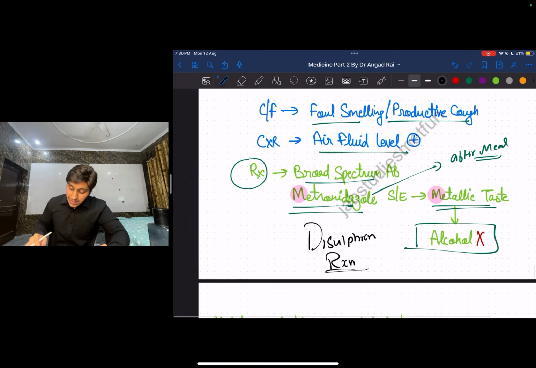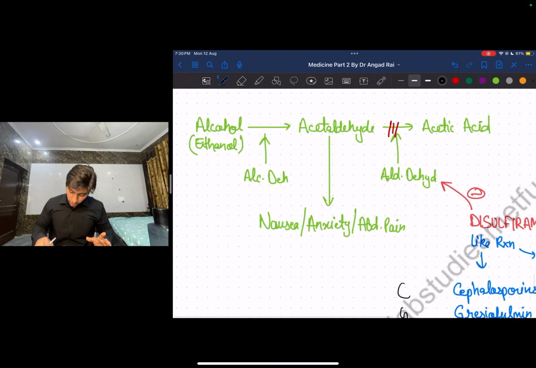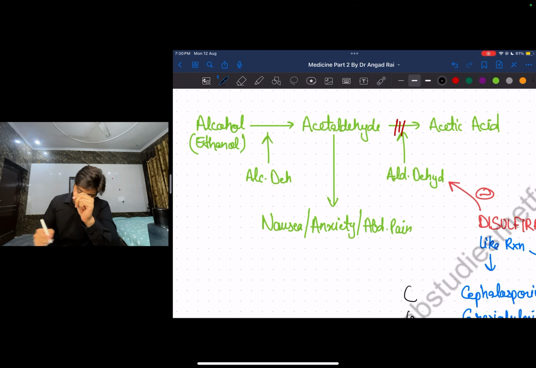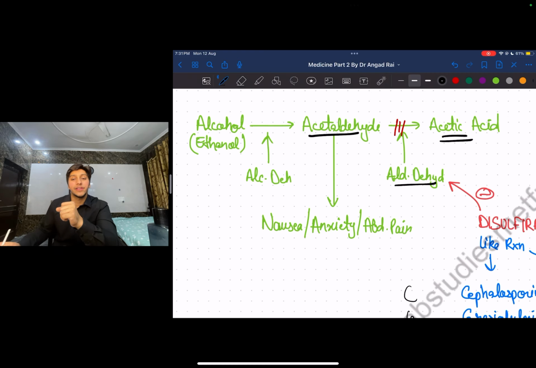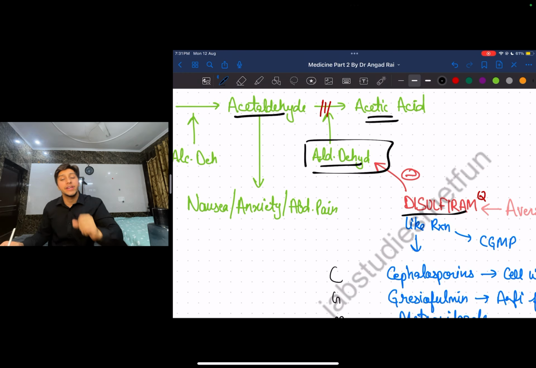Okay? Now, guys, disulfiram reaction, before knowing about it, you need to know the pathway of metabolism of alcohol. Whenever you consume alcohol, guys, what happens? Alcohol or ethanol gets broken down into acetaldehyde with the help of the enzyme alcohol dehydrogenase. This acetaldehyde further gets broken down into acetic acid because of aldehyde dehydrogenase. So first, what to remember? First enzyme was alcohol dehydrogenase, then aldehyde dehydrogenase. Now, what happens is drugs which cause disulfiram-like reactions, for example metronidazole. I'll give you a mnemonic, that is CGMP. These drugs inhibit this aldehyde dehydrogenase.